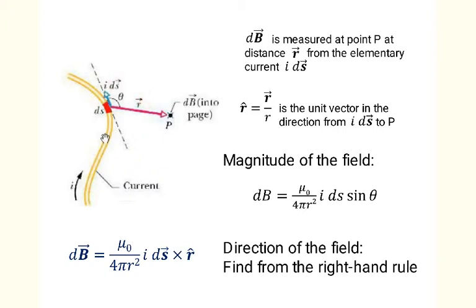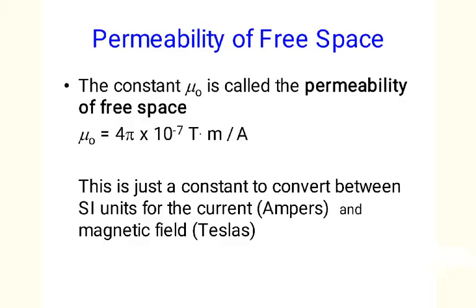If theta is the angle between the vectors ds and r, then the magnitude of the field is given by mu naught divided by 4 pi r squared times I times magnitude of ds times sine theta. The direction of the field is found from the right-hand rule, so therefore the total formula takes the expression on the left. Finally, mu naught is the unit conversion constant that depends on the chosen system of units. It is similar to the constant epsilon 0 that is introduced in discussion of electricity. The constant mu naught is called permeability of free space.